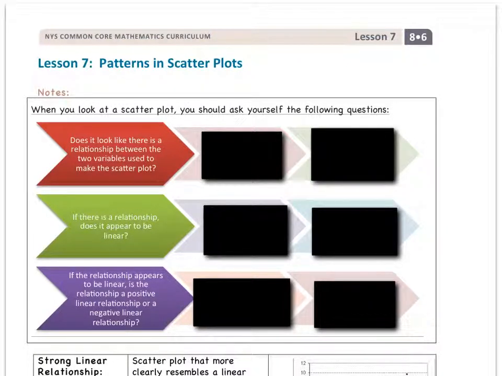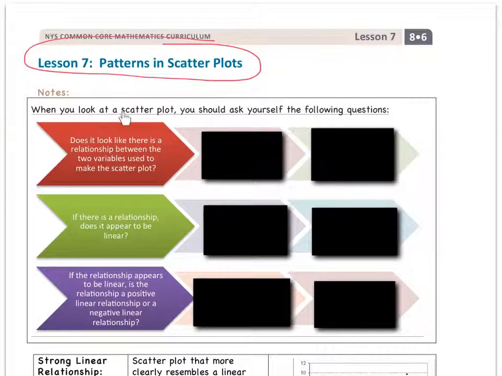Hi, 8th grade. So in lesson 6, we learned about scatter plots. Today we're going to learn about patterns in scatter plots. We're going to look at scatter plots a little more with a certain eye to see what they're telling us. So, few things.